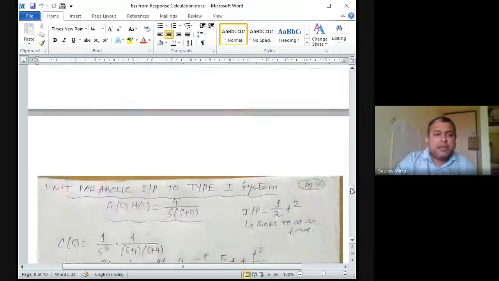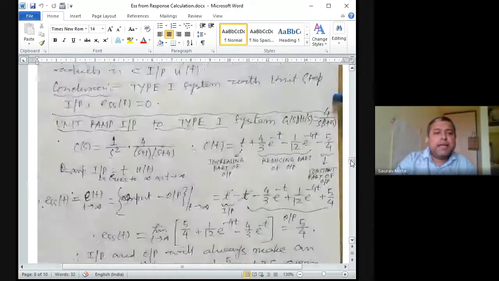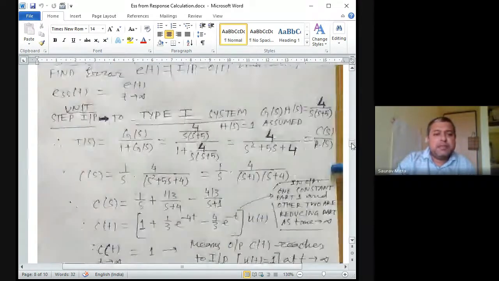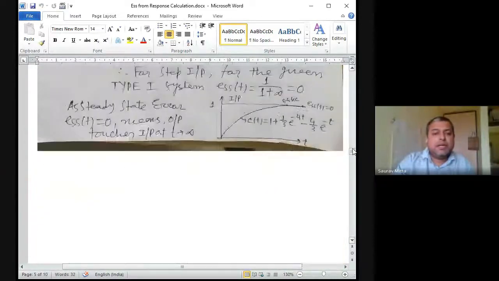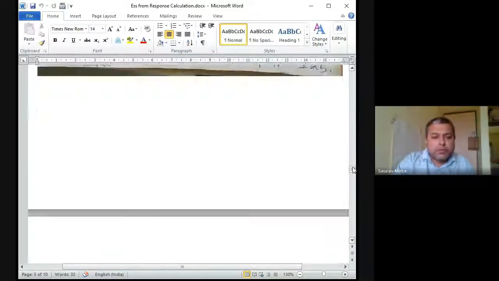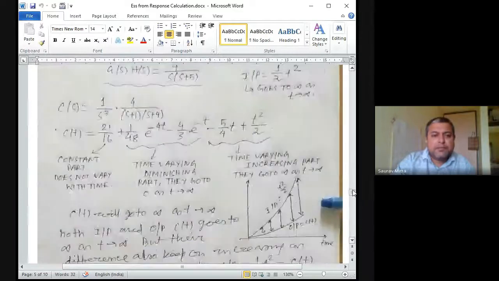Whenever you are having trouble, you just go back and start the first numerical. That is this part. Okay, so how is this TS found? That is TS is equal to 4 by s square plus 5s plus 4. So TS is nothing but 4 by s plus 1 into s plus 4. So whenever you are having trouble, go back to the type 1 with unit step input, and you will find from where you have got this 4 by s plus 1 into s plus 4.